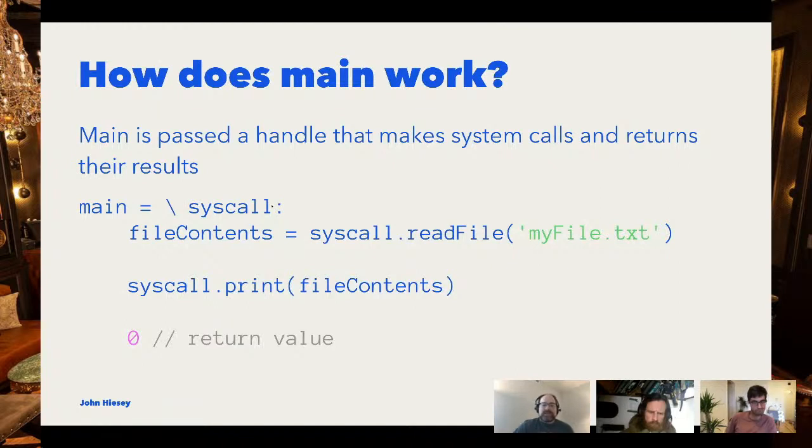And I'm using system calls a little bit loosely. We're not talking like Unix read, write, send, or ioctl or whatever. I'm using the term a little loosely, just mean interact with the outside world. So I can call read file or print, and a real library would probably organize this a little bit better. But the idea is this main function is like a generator that tells the operating system what to do next.